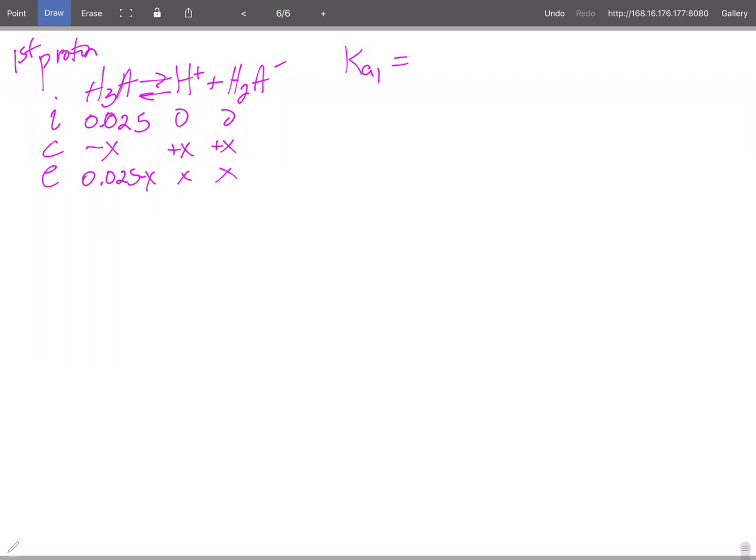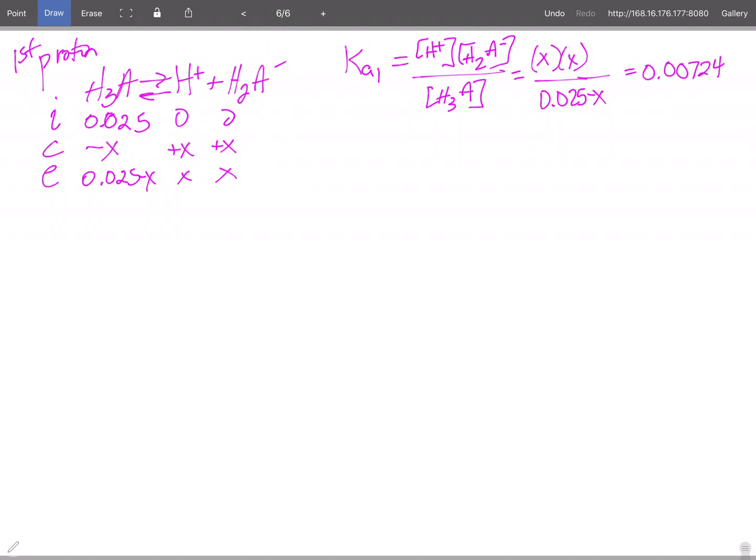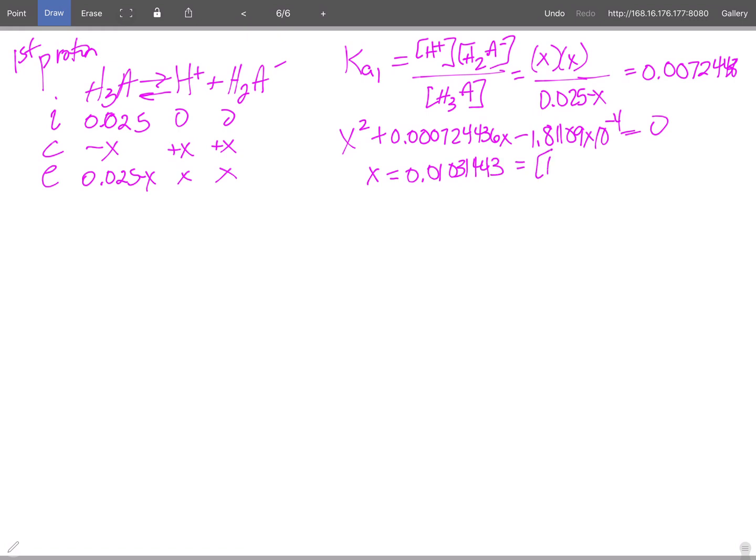So the Ka1 is going to be equal to the H plus times the H2A minus over the H3A. If you're looking at this, you're like, wait, we've already done this. Yep, it's going to be x times x divided by 0.025 minus x is equal to your Ka1, which we found as 0.007244436. So we end up with x squared plus 0.007244436x minus 1.81109 times 10 to the minus 4th is equal to 0. So we get our x value is equal to 0.01031443, which is our H plus concentration and is also equal to our H2A minus concentration.